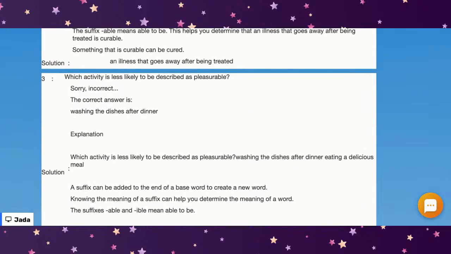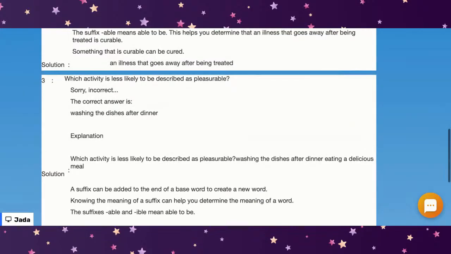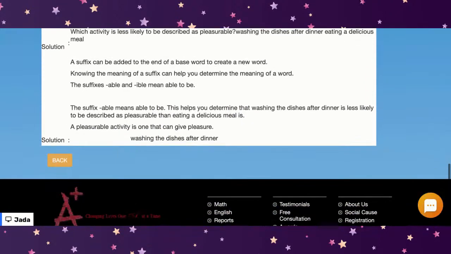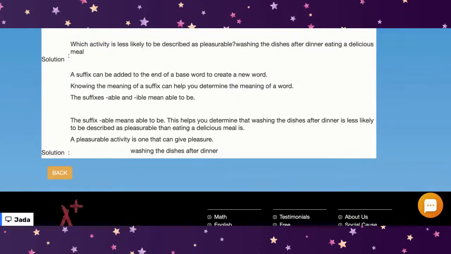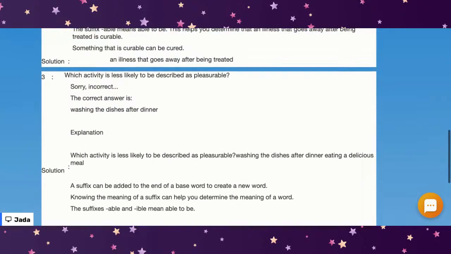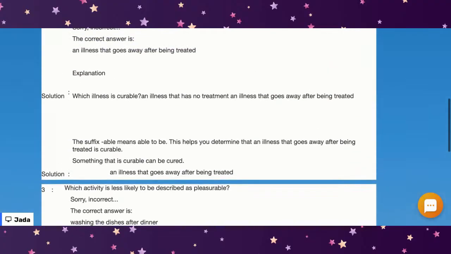Okay, which activity is less likely to be described as pleasurable? So now this helps you determine that washing the dishes after dinner is less likely to be pleasurable than eating a delicious meal. Eating a delicious meal is pleasurable, of course. But after that, you have to wash the dishes. It's not really pleasurable. Okay? So when you have something that is pleasurable, it's something that gives you pleasure, something that you do that makes you happy.